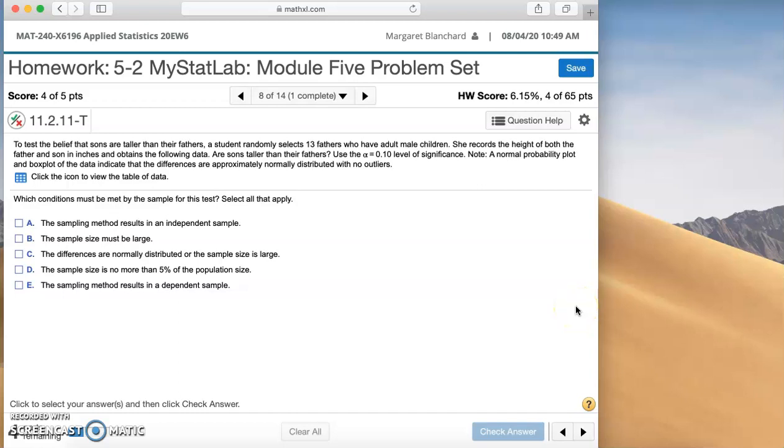Module 5, problem number 8. To test the belief that sons are taller than their fathers, a student randomly selects 13 fathers who have adult male children. She records the height of both the father and son in inches and obtains the following data. Are sons taller than their fathers? Use alpha equals 0.1 level of significance.